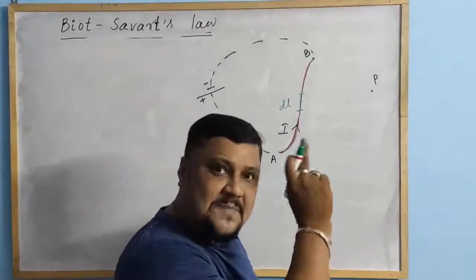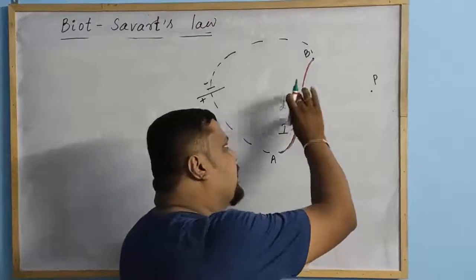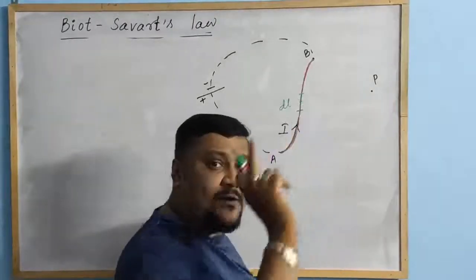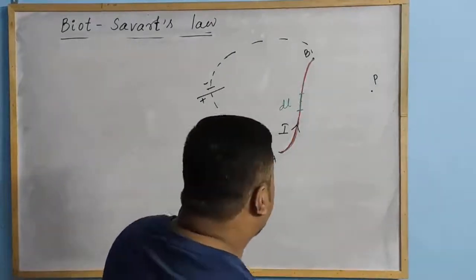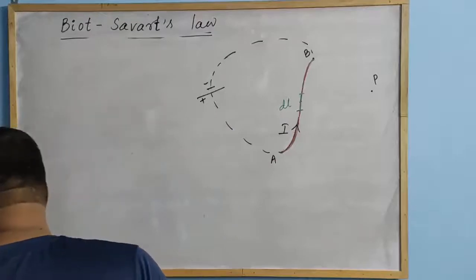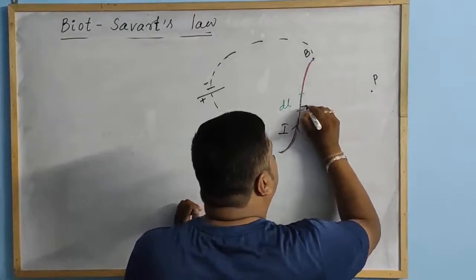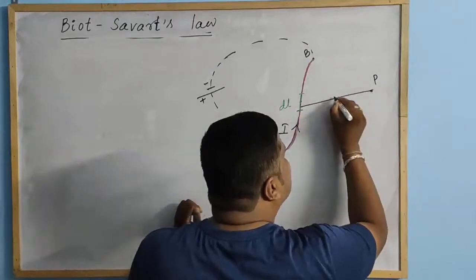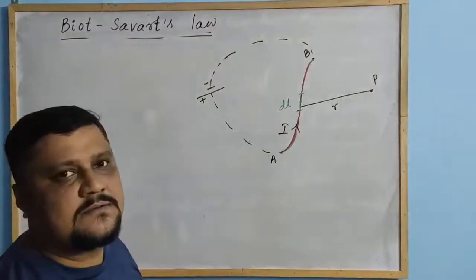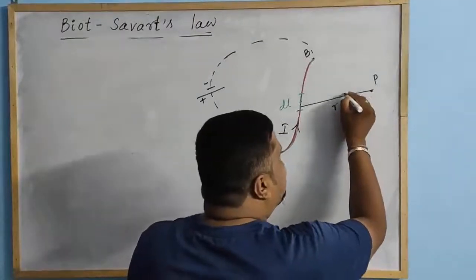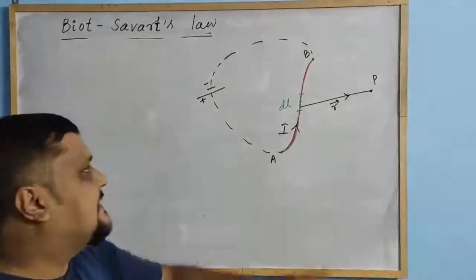According to this Biot-Savart's law, first we will calculate the magnetic field strength at the point P due to this current element dl. That we will state in Biot-Savart's law. So, for this small element dl, let the point P be at a distance r from the small element dl, and r is a position vector with respect to this element.